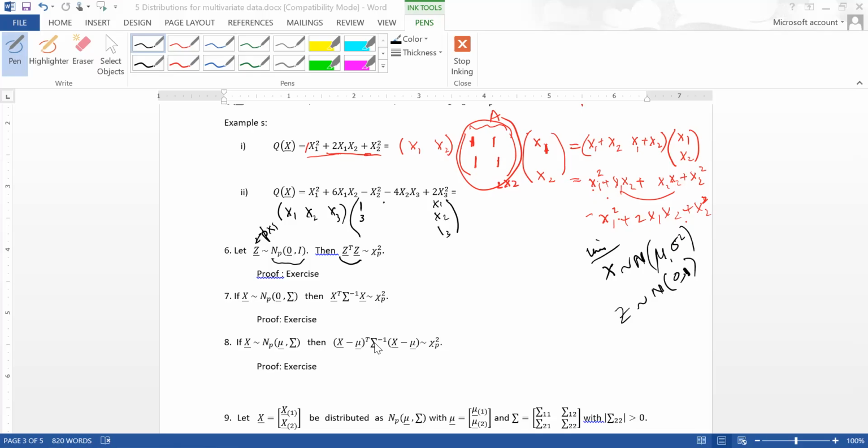So Z prime Z is a quadratic form, and these quadratic forms are again 1 by 1. That means it's a univariate distribution. And it says it has a chi-square p distribution, right? If Z is standard normal 0, I, then Z prime Z has a chi-square p distribution. So we have to prove this.